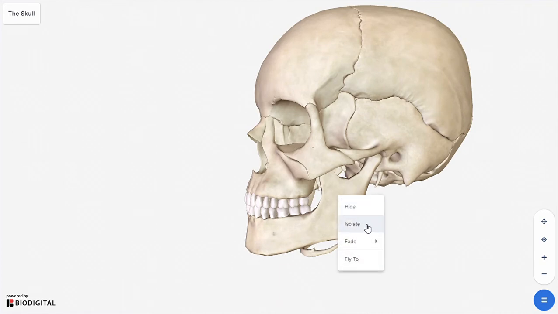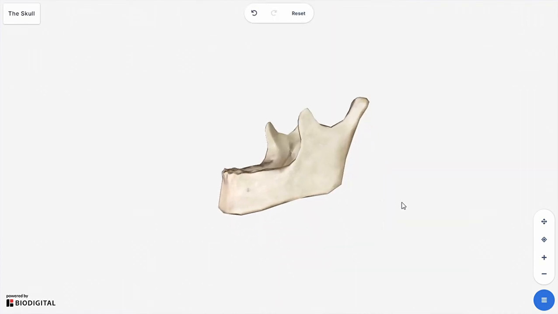Here we have the mandible, or the lower jaw. It's the bone that forms the lower part of the skull, and along with the maxilla, the upper jaw, forms the mouth structure. Movement of the lower jaw opens and closes the mouth and allows for the chewing of food.